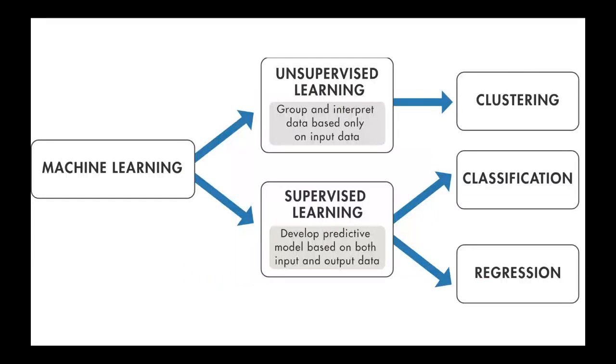So machine learning, basically, is a very vague and very broad division. It can be divided into two sections: unsupervised learning and supervised learning. In supervised learning, we develop a predictive model based on both input and output data. That means, in simple terms, in supervised learning problems, the data that we have is labeled, right? But in unsupervised cases, we don't have the privilege of labeled data. We only have a set of unlabeled data, and we need to find the patterns in that data.